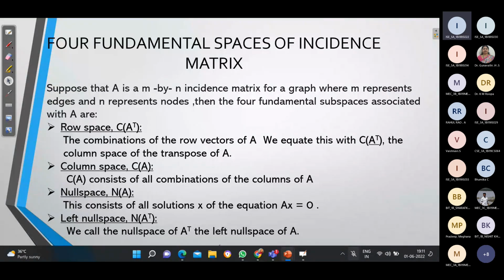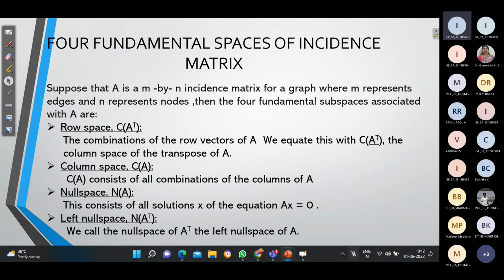Next is the fundamental spaces of the incidence matrix. Suppose we have a matrix whose order is m by n. That matrix is an incidence matrix, where m represents the edges and n represents the nodes of the graph. There are four fundamental spaces: row space, column space, null space, and left null space. Row space is the combination of the row vectors of matrix A. We denote this as C of A transpose, the column space of the transpose of A. That is how it's depicted.